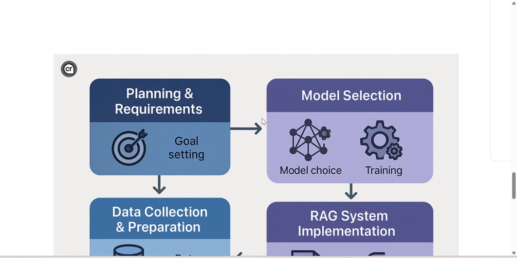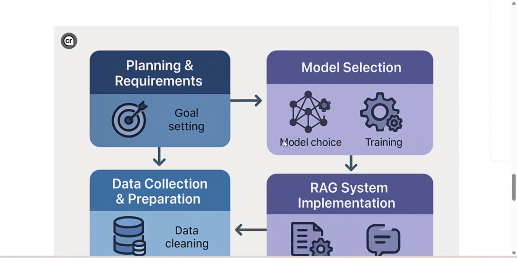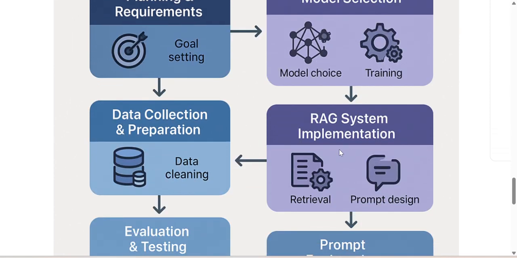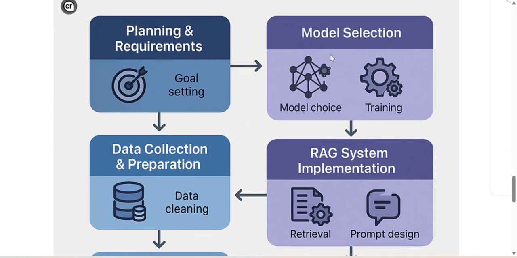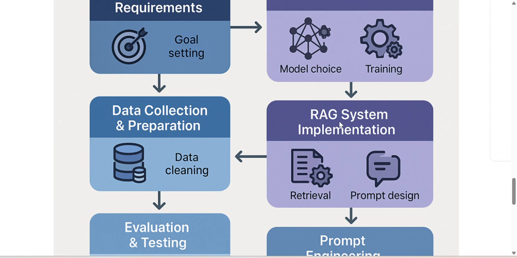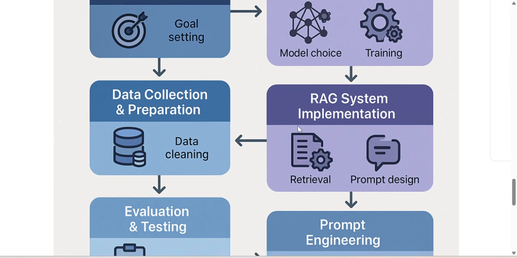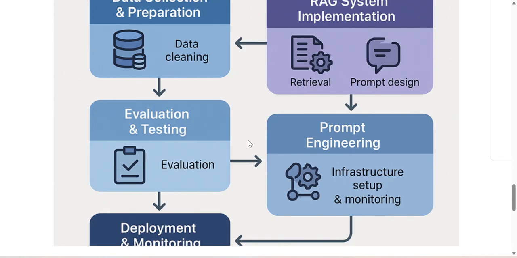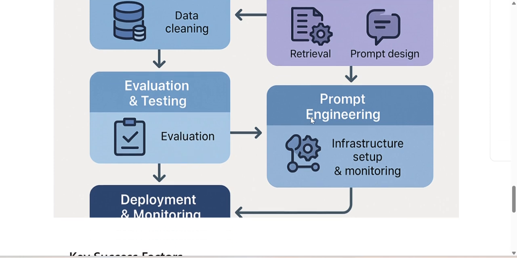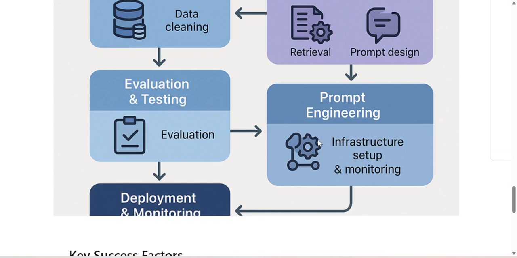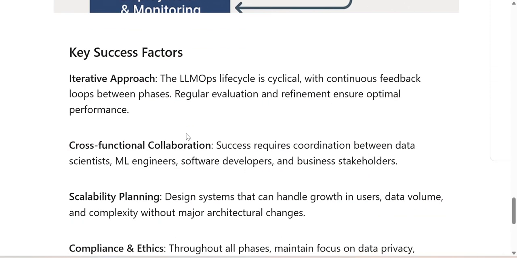The same goes for planning and requirements. Then we need model selection. We need to train that model. After that, if you are not interested in fine-tuning, we can use a RAG system to keep the data updated. Then clean the data for the model, then evaluate the model. Then, based on this, we can use prompt engineering, infrastructure, then deployment.